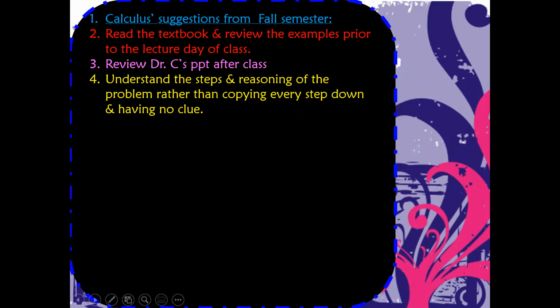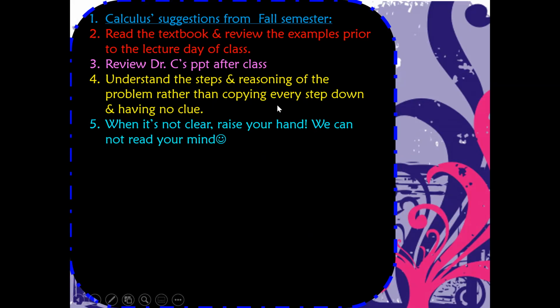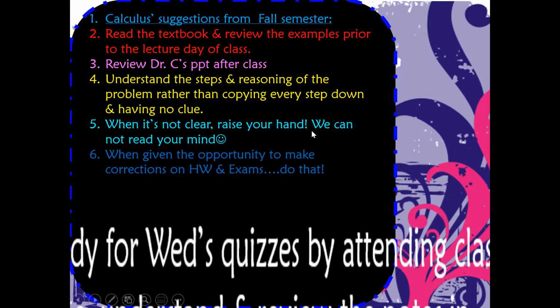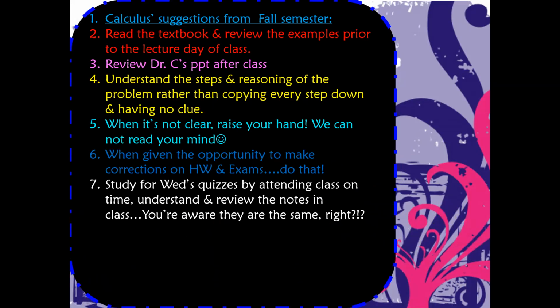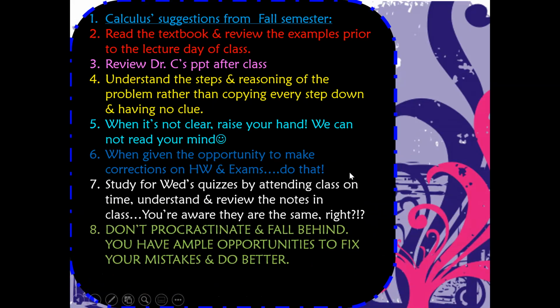Calculus is not like Algebra 1 where you just simply memorize how to do steps and solving equations. There has to be some forethought as to why you're doing it, and it could be very creative and intrinsically complicated, so you have to think about that. If something is not clear, please raise your hand. If you're given the opportunity to make corrections on your Wednesday's AP College Board assessment, make sure you do that, and also just do the Math Excel on a regular basis.